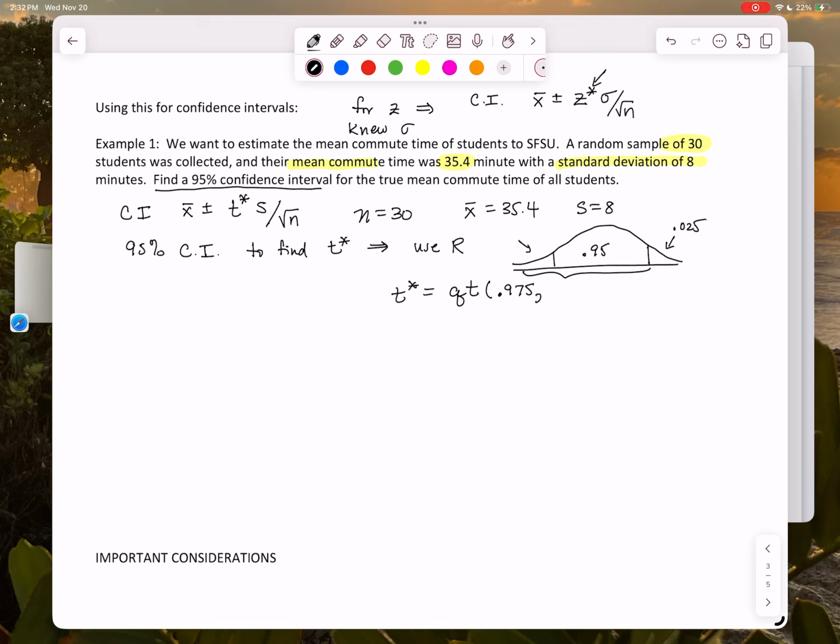And then since n is 30, my degree of freedom is 30 minus 1, which is 29. So we're going to go 29. And if you use R, I did this already, it's going to spit out 2.04523. And this is using R.